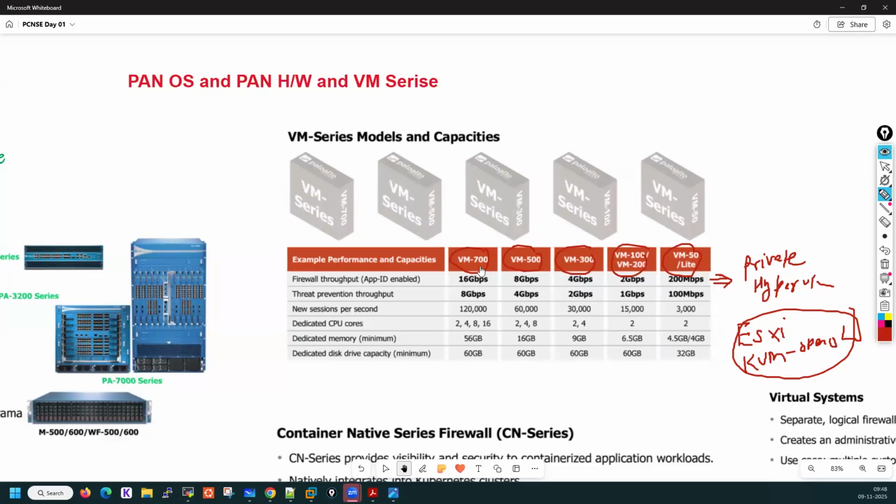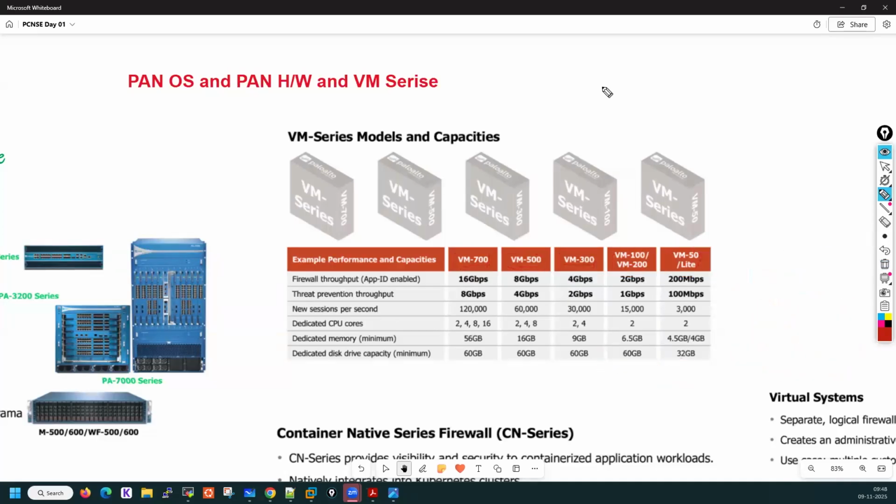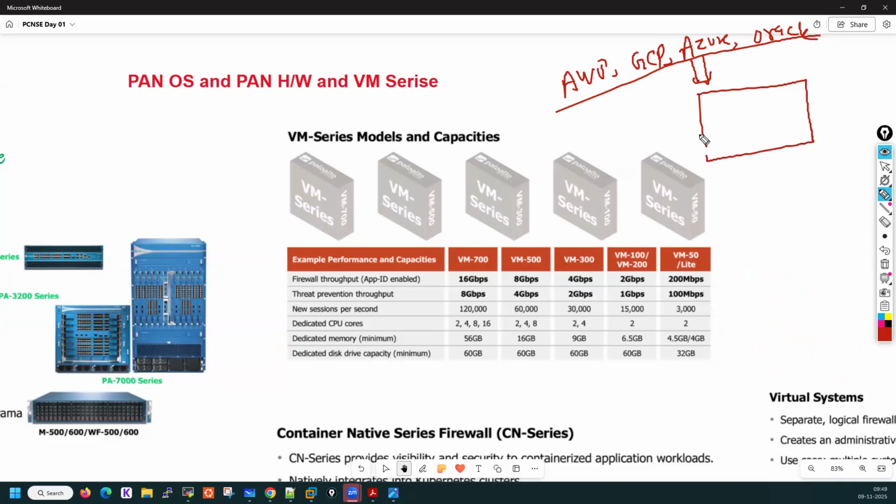If you want to deploy Palo Alto there, then you have to think about those capacities according to those VM-based models. But nowadays, if you are deploying Palo Alto over AWS, GCP, Google Cloud Platform, Azure, or Oracle, the deployment depends on how many CPU cores you have selected, how much RAM, and how much hard disk. Also, you will get the license as well here.